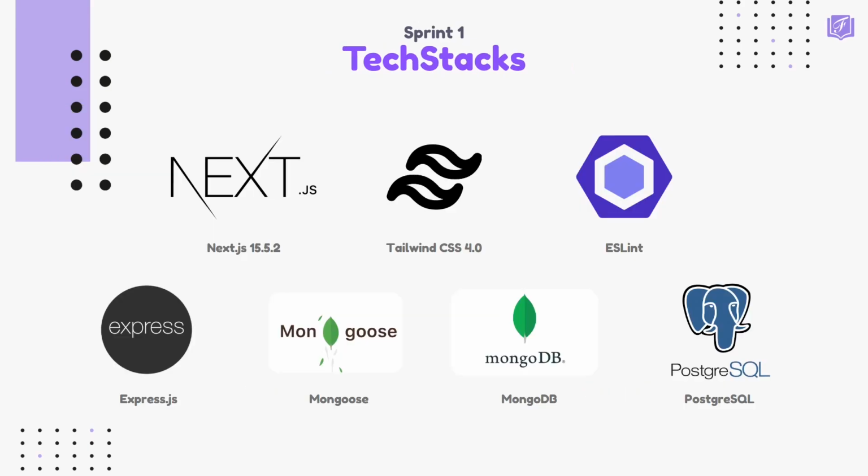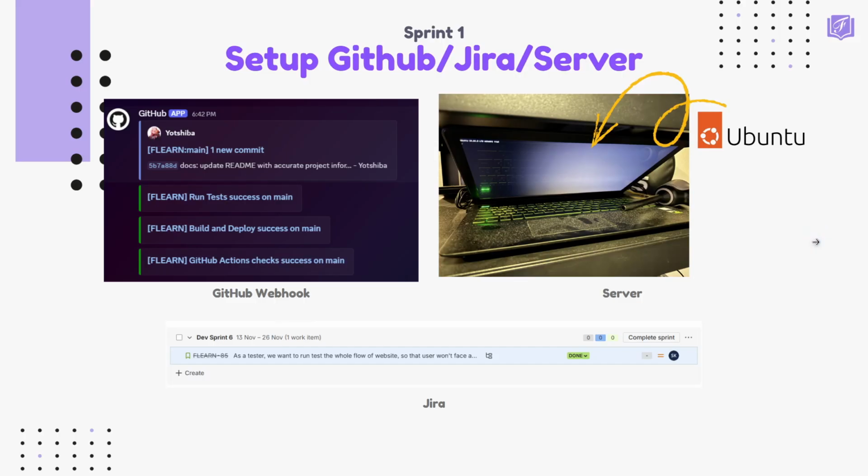Okay, so for the tech stack we are using Next.js, Tailwind, ESLint, Express.js, Mongoose, MongoDB, and PostgreSQL. For sprint one, we set up the GitHub webhook for Discord, the website, and auto deployment for our server, which runs on my old laptop with Ubuntu Server installed. We also set up Jira for management.